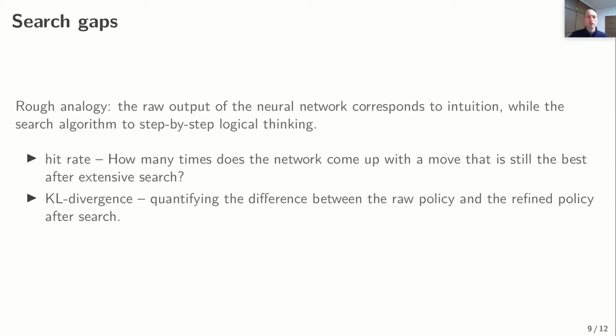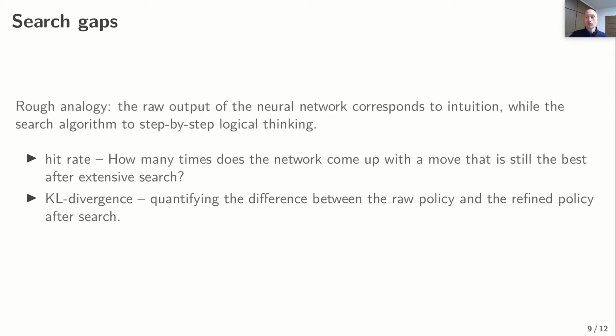So how good is the intuition of the neural network? One very rough but very straightforward measure is the hit rate. So how many times does the network come up with a move that is still the best after extensive search? So the search will not change the actual decision. Okay, so that's the hit rate.